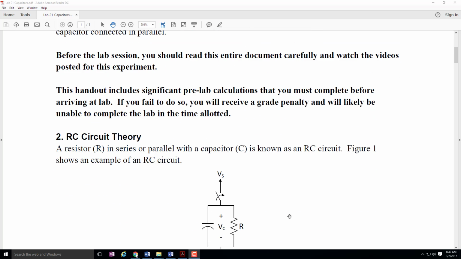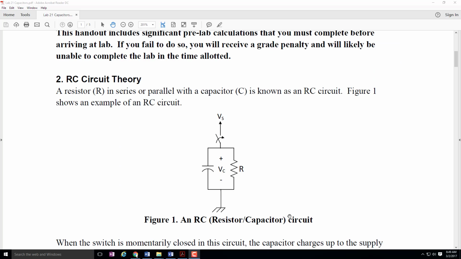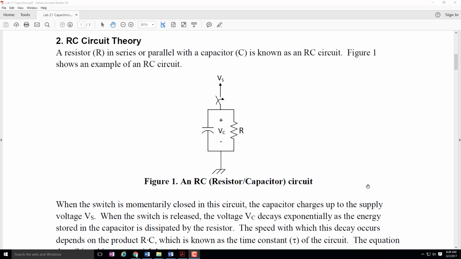So anytime that you have a resistor and a capacitor in series or parallel, that's considered to be an RC circuit. So this lab's going to have a pre-lab, and it shouldn't be too much of a killer pre-lab, probably just a few minutes and you'll be good to go, but if you don't do it, then you won't be able to finish the lab in time. So we're going to talk a little bit about RC circuit theory.